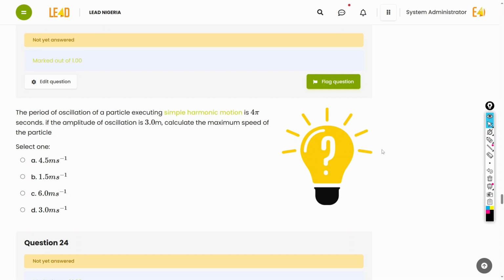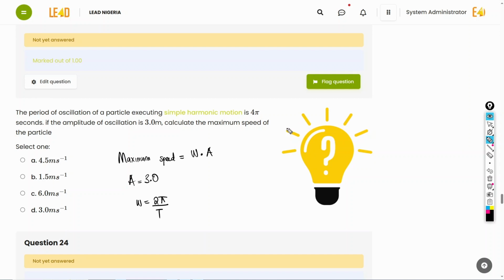All right. So the formula we use to calculate the maximum speed is omega times the amplitude. Here, our amplitude is 3.0. For omega, we don't have omega, right? But omega is equal to 2 pi over period. All right, so omega is equal to 2 pi over period.